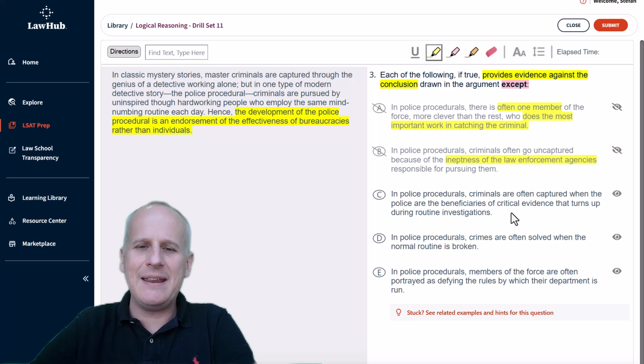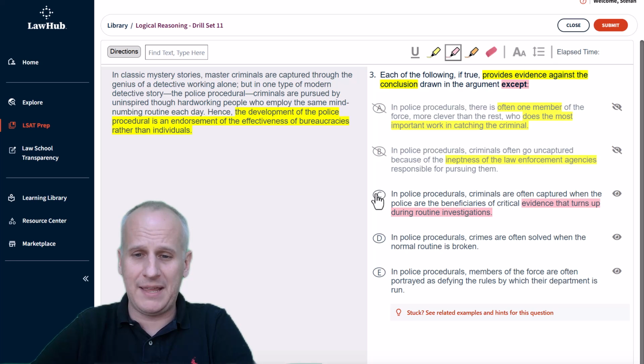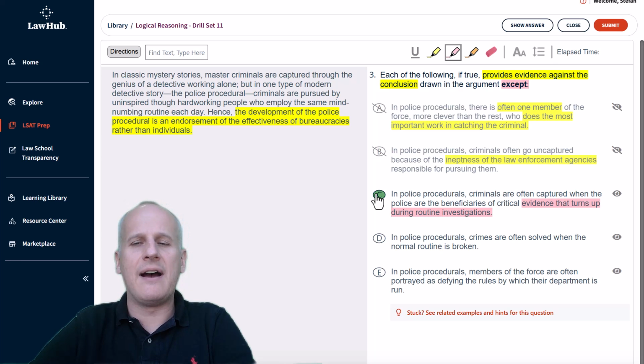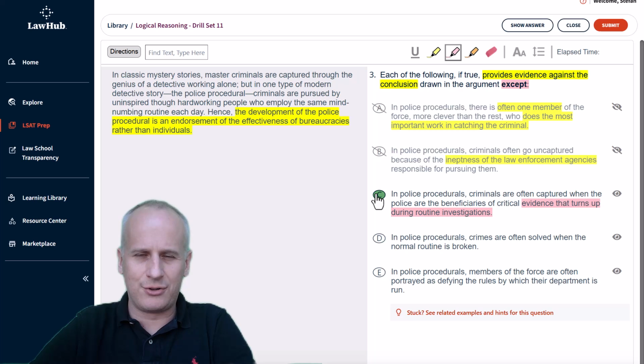Then choice C, in police procedurals, criminals are often captured when the police are the beneficiaries of critical evidence that turns up during routine investigations. Well, the evidence turns up during the routine, and the routine is the same mind-numbing routine each day. So this actually does probably strengthen a little bit, and it certainly doesn't weaken, and we should be able to proactively select C. Now, for exception tasks in particular, you probably want to make sure for the remaining answer choices that they did weaken in the affirmative. So we'll do that here, of course, as part of this video.